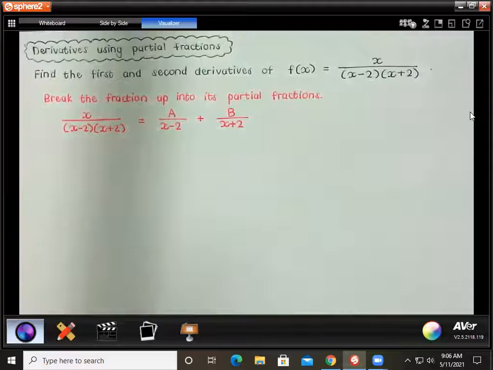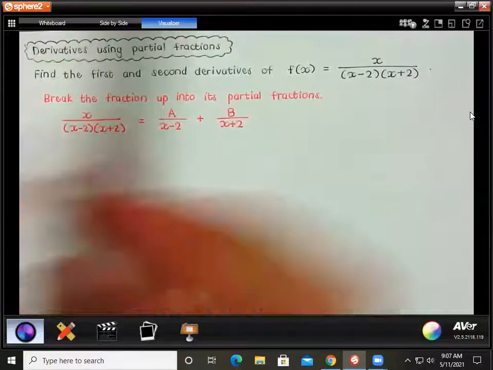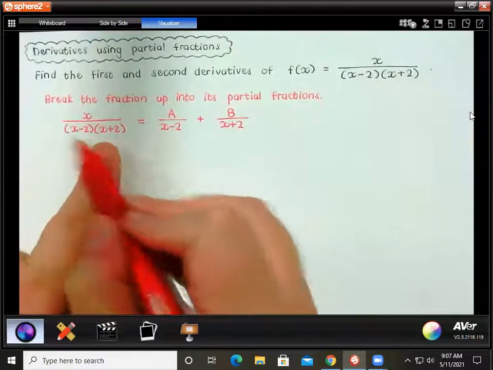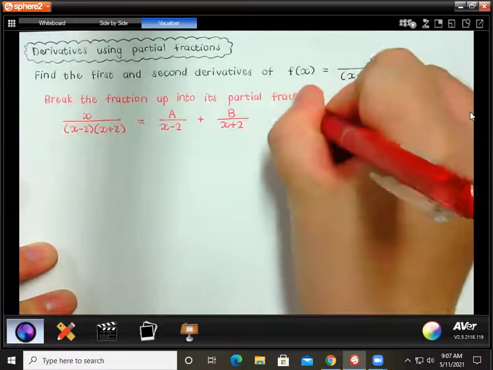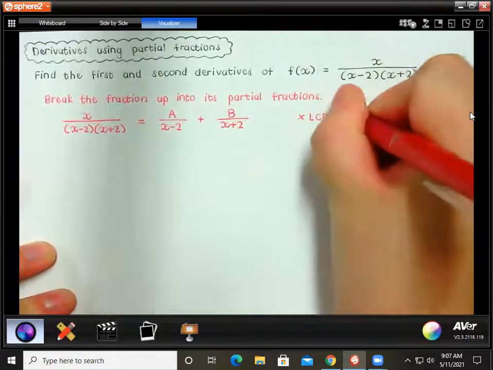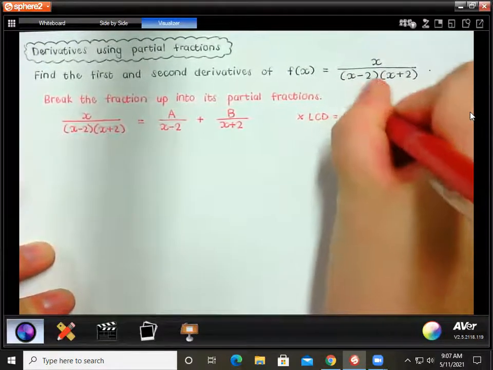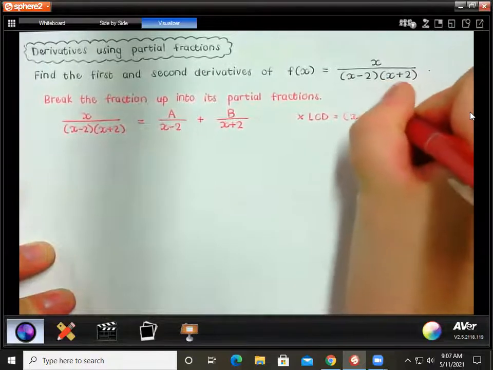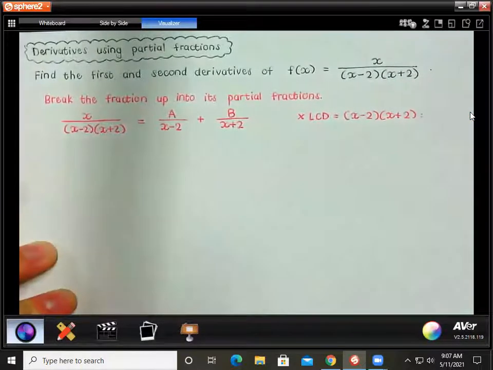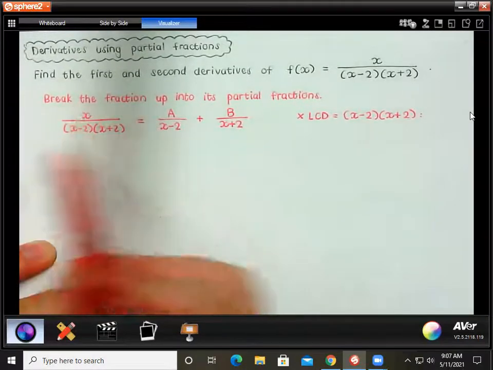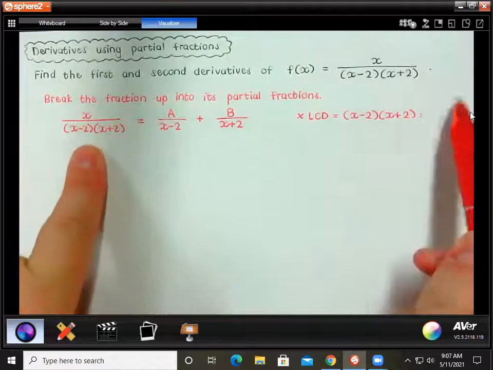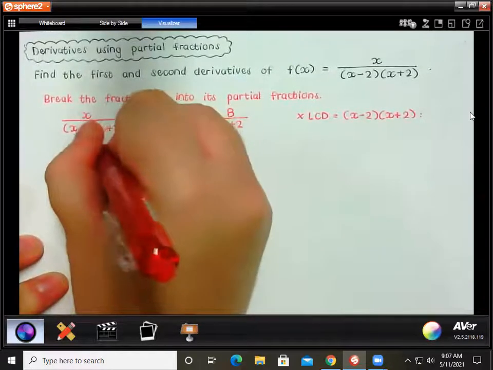All right, do you remember that step? And now we're going to, can anyone remember what comes next? Multiply through by the LCD, hey? So the LCD is this original denominator, x minus 2, x plus 2. So I'm just going to write that on the side. We're going to times by the LCD, which is x minus 2, x plus 2. Now, if I multiply the first fraction by that LCD, the denominator is obviously going to cancel out. So I'm just going to be left with x.